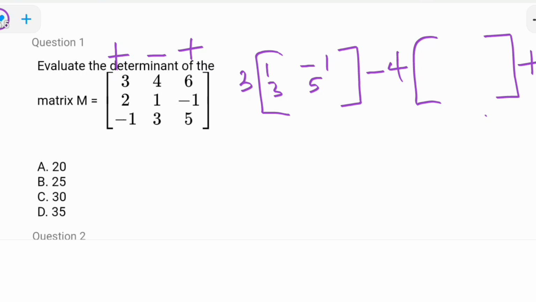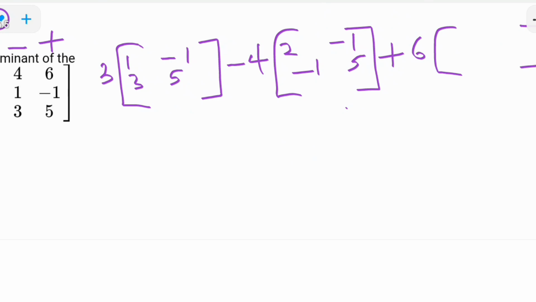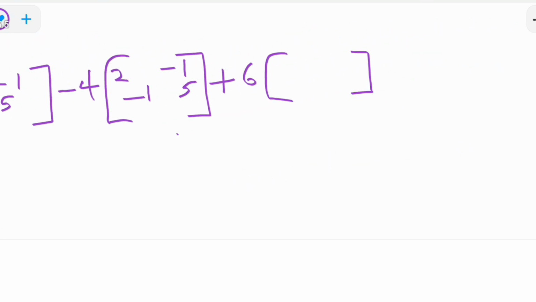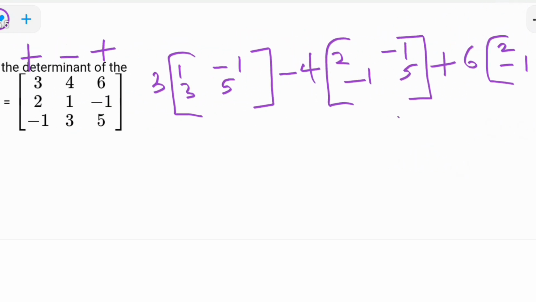So we do the same thing for 4. You cover your 4, this is 4 here, cover it like this and cover it like this. You're going to have 2, minus 1, minus 1, 5. So this will give you 2, minus 1, minus 1, 5. The last one is for 6. So you cover your 6 like this and like this. You're going to have 2, 1, minus 1, 3. So the next thing is to find the determinant and finish it up.